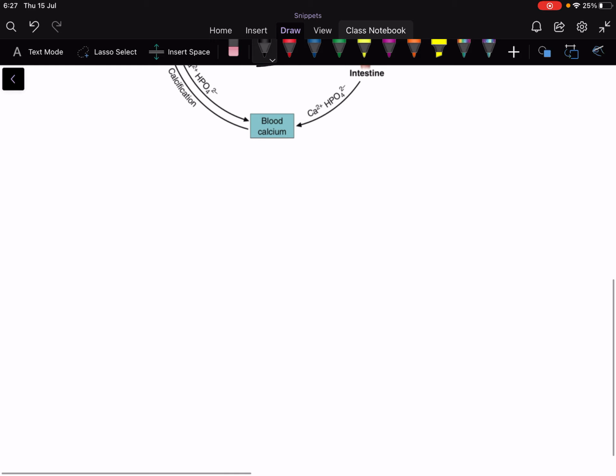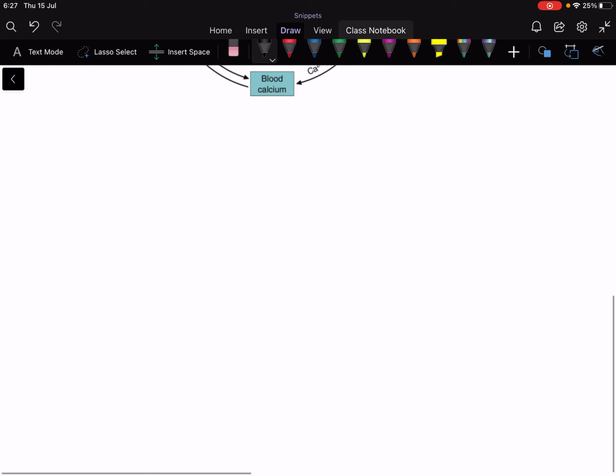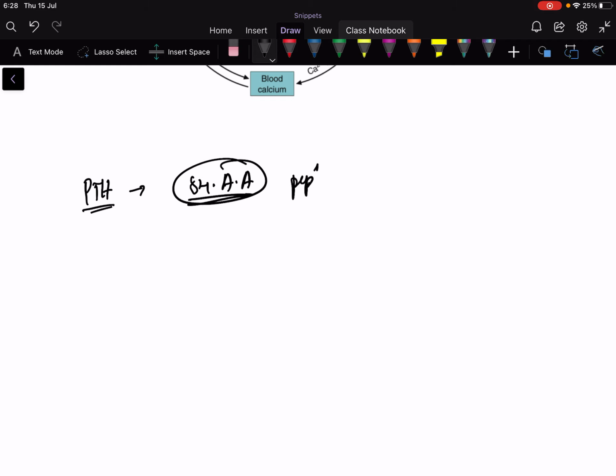Okay guys, so let's talk about what is meant by the parathyroid hormone. Parathyroid hormone is an 84 amino acid peptide. As you can see here, this is the peptide of the parathyroid hormone, and it consists of nearly 84 amino acids.